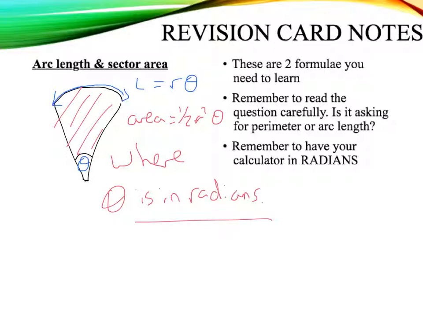If you're doing any further calculations, make sure your calculator's in radians, and also check to see if it's talking about perimeter or arc length, like this question was here. Again, it would have been very easy to do some work, calculate the arc length here, and forget that it was asking for the entire perimeter of the shape.